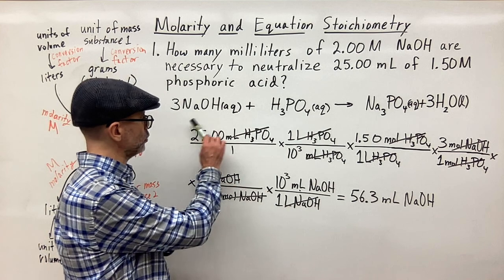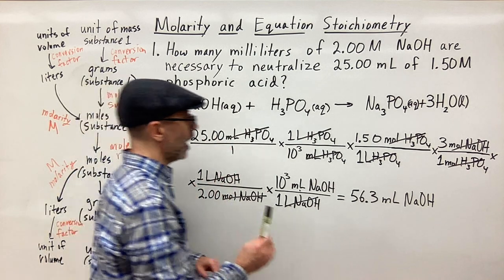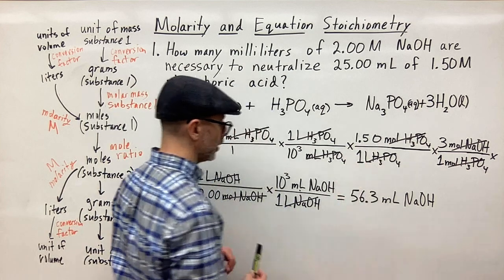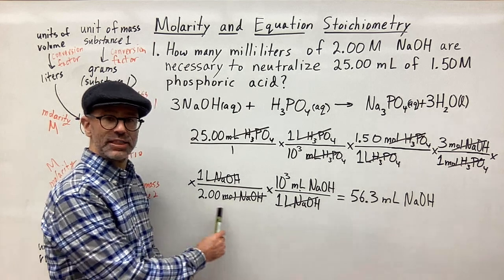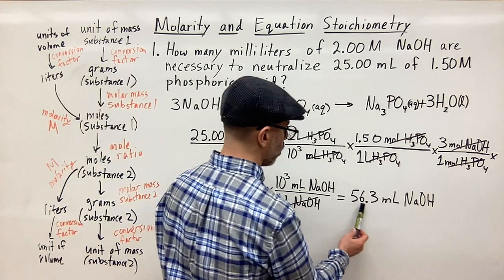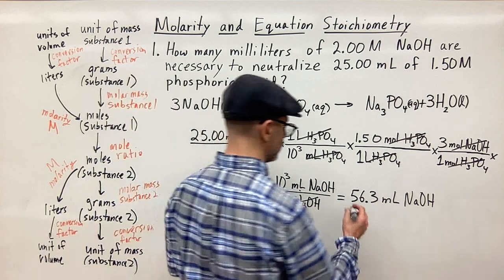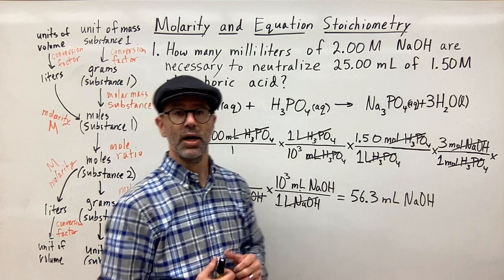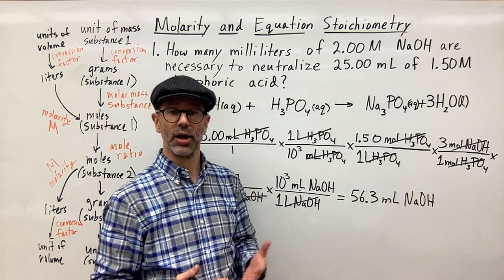So here we're given 25.00. That's 4 sig figs. Here we have 1.50. That's 3 sig figs for the molarity. And then here we were given 2.00. So that's 3 sig figs as well. So 3 is the smallest number. So therefore, we have 3 digits in our answer. So that, ladies and gentlemen, is how you solve a solution stoichiometry problem with molarity.